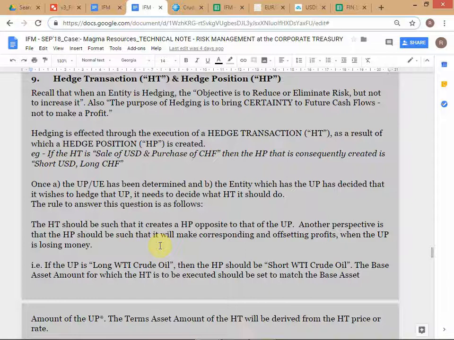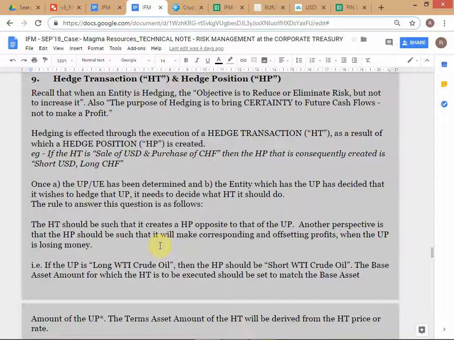So when they put on that crude oil futures hedge, the hedge transaction that they did was buying crude oil futures. Buy crude oil futures is the hedge transaction. And then the hedge position that you have is long crude oil futures. So to buy is essentially the hedge transaction. If you see sale and purchase, then read the notes here.